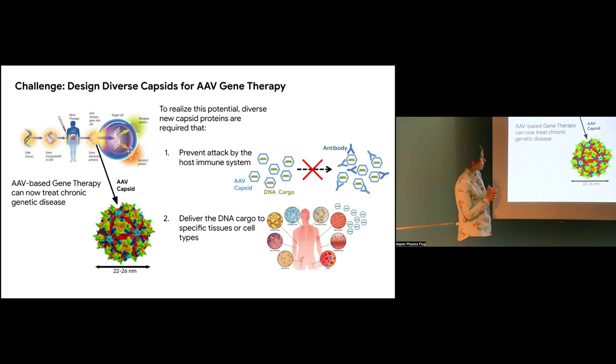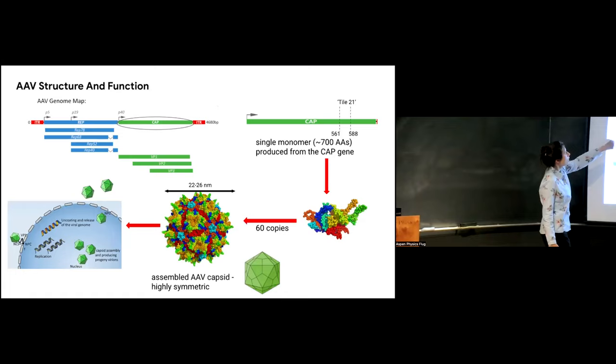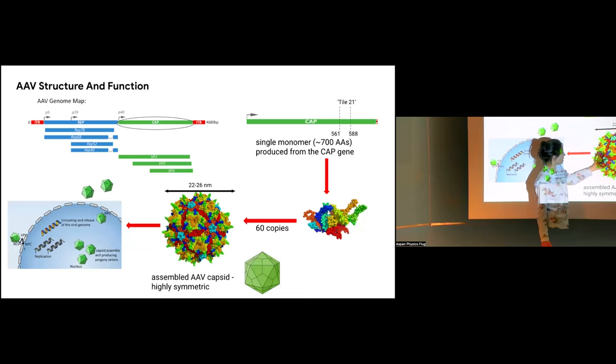And basically, to make gene therapy a reality, we need to be able to modify these capsids so that they can avoid the host immune system and they can deliver the DNA cargo to a specific tissue or cell type. Those are two objectives that are important in that field, and they require being able to make changes to this capsid. So we need to be able to make changes and have the capsid still fold up and package its own genome. And so this is a genome map of adeno-associated virus. We're focusing on this cap gene. It's about 735 amino acids. This is a single monomer structure, which is relatively complicated. And then, as I say, 60 copies come together to form this viral capsid.